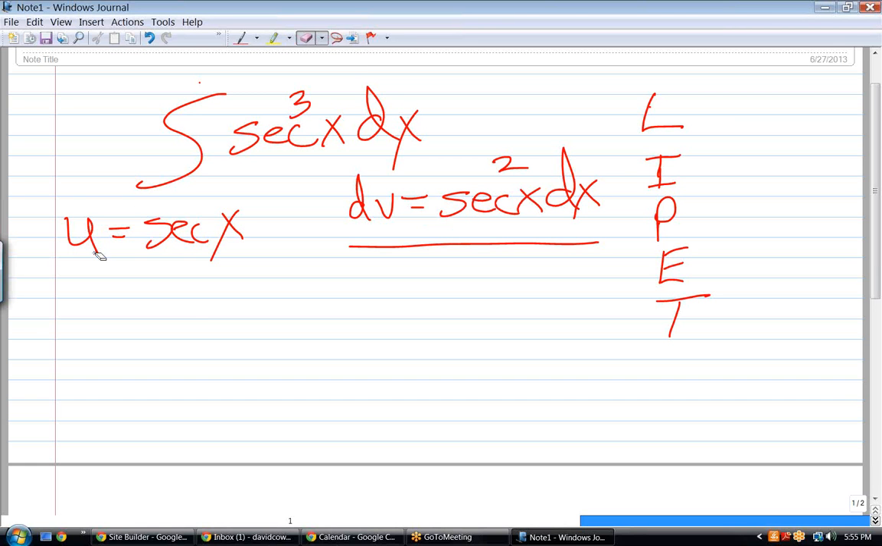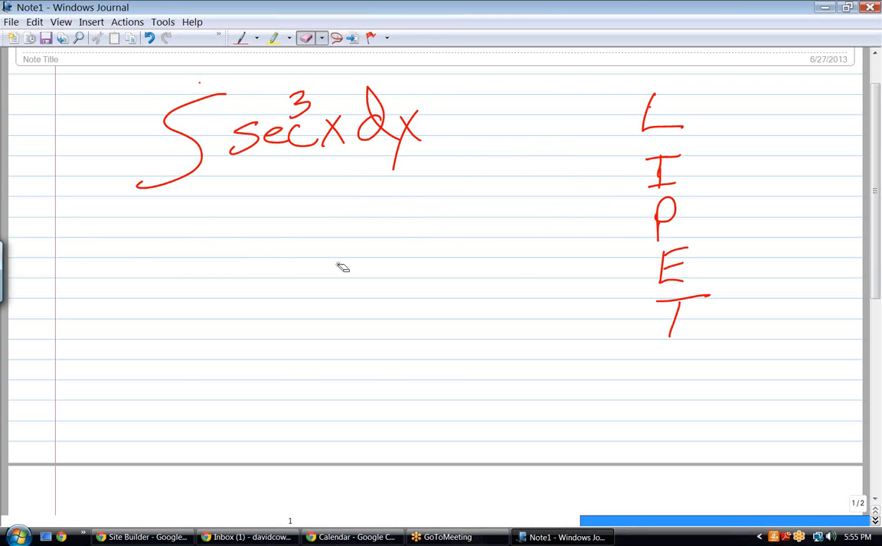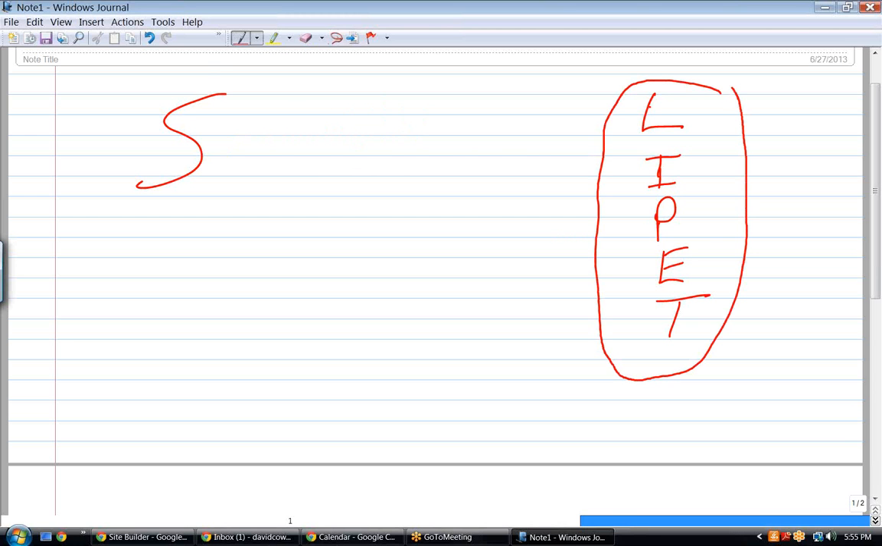But probably only tougher integrals require you to try to figure out what dv is first. Most of the integrals you're going to run into probably work best if you try to figure out what u is, and figuring out what u is, use that for priority.